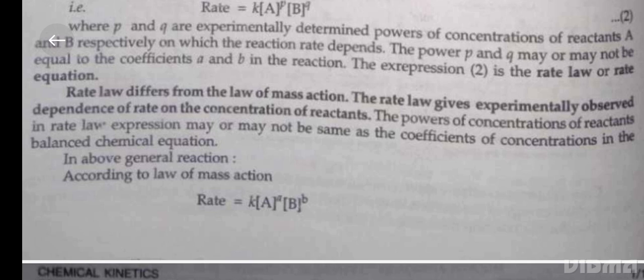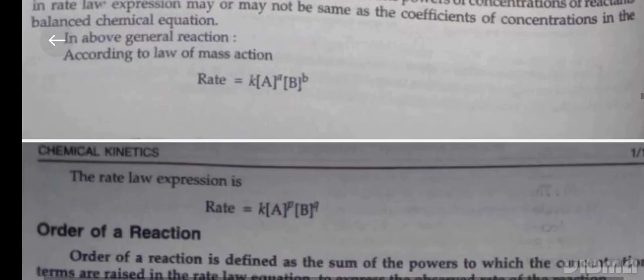The powers p and q may or may not be equal to the coefficients a and b in the reaction. The expression is a rate law or rate equation. Rate law differs from the law of mass action. The rate law gives the experimentally observed dependence of rate on the concentration of reactants. The powers of concentrations of reactants in the rate law expression may or may not be the same as the coefficients of concentrations in the balanced chemical equation.